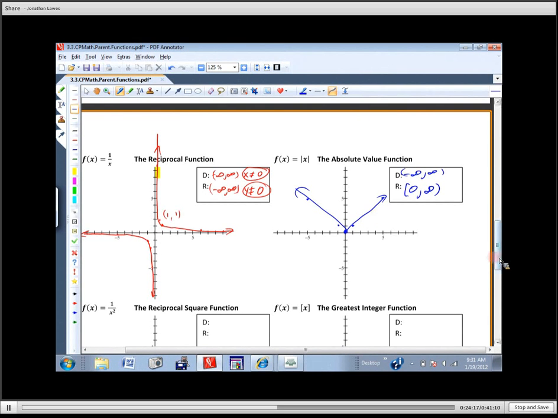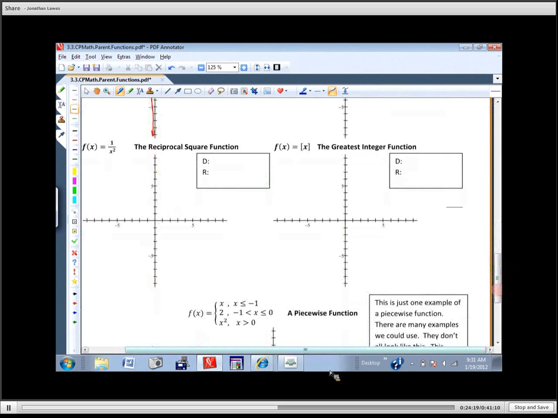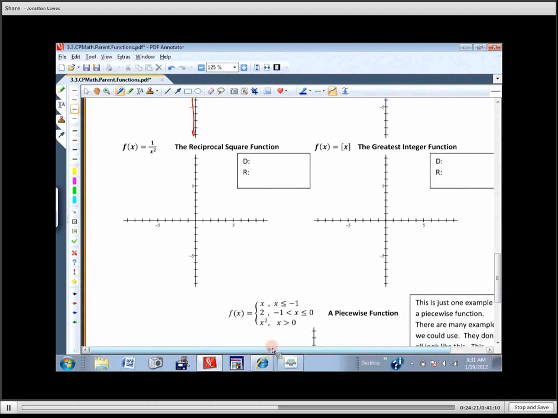Sure? Okay, anybody want to try this next one? The reciprocal square function. You want to try it? Sure. Okay.